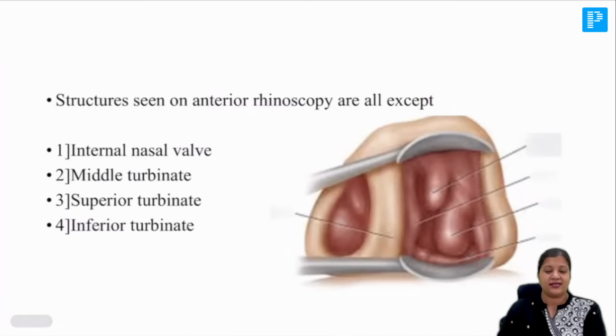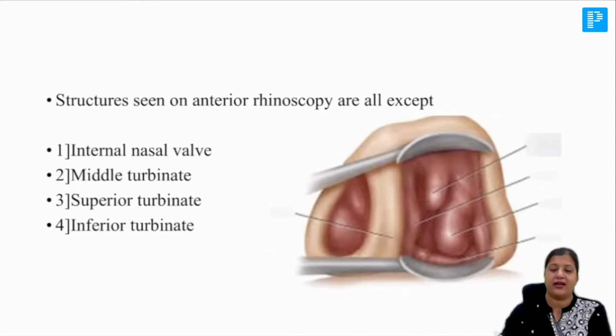Right. Now let's see what are the structures seen on anterior rhinoscopy, all except. You're seeing an image-based question where you can see the structures which we see normally with anterior rhinoscopy. What we cannot see is your question: internal nasal valve, inferior turbinate, middle turbinate, or superior turbinate. Very good. I can see some of you have already started to answer. It is 3, which is the right answer.